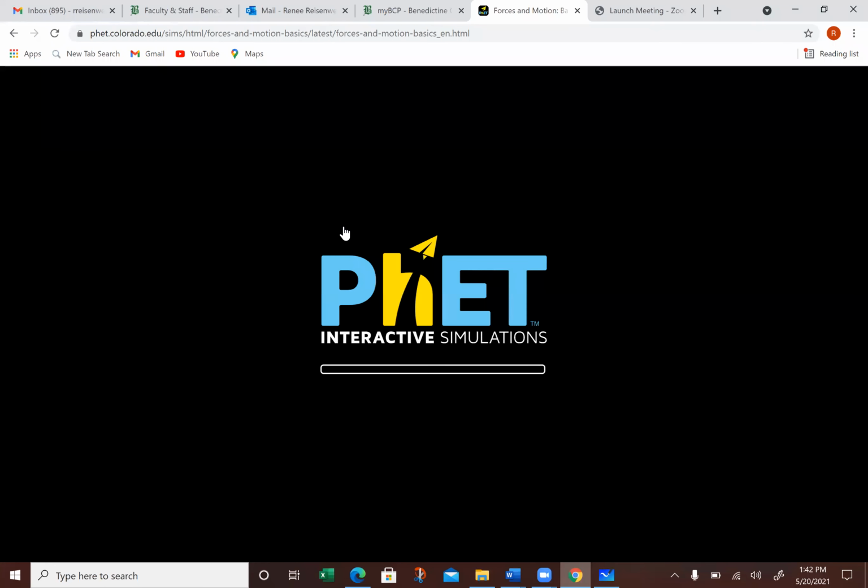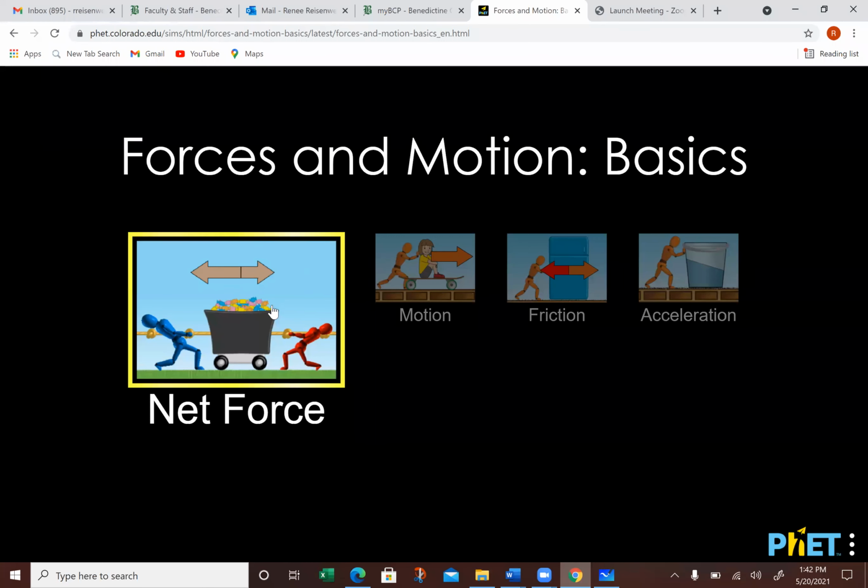Once you hit play, you're going to have a choice of a couple different things that you can take a look at: net force, motion, friction, and acceleration. We're going to start with net force and then go to a lab with acceleration. I certainly want to encourage you to take a look at all of these and get an idea of more about the effect of friction and so on, and how an object moves. But on this one, on the net force, it's very, very simple.